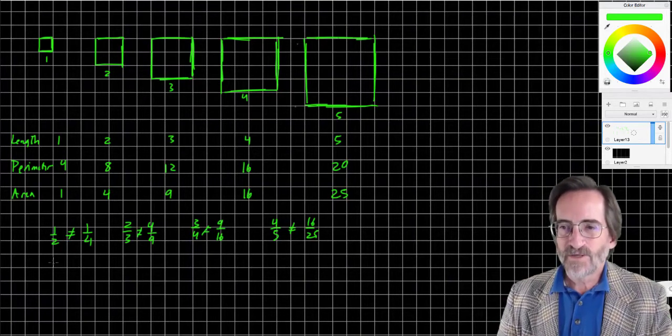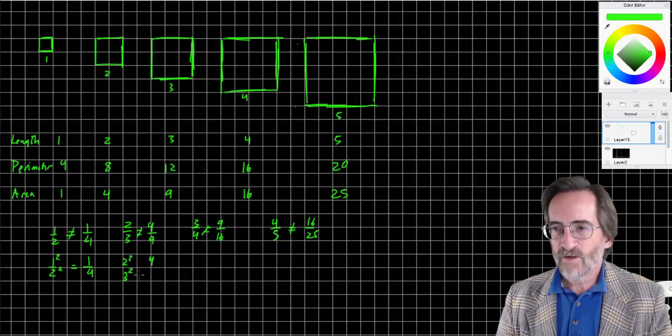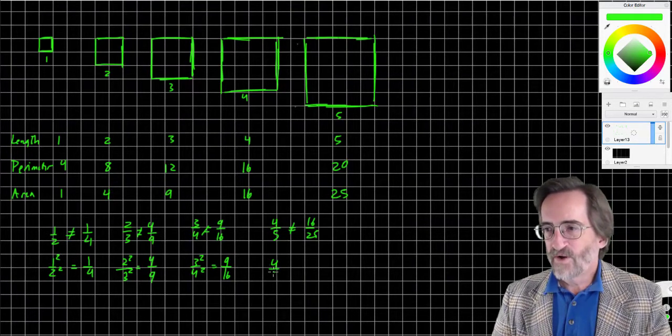Well, the answer is this. 1 to 2 squared is the same. 1 squared is 1. 2 squared is 4. 2 squared is 4. 3 squared is 9. So 2 to 3 squared is 4 to 9. 3 to 4 squared is 9 to 16. 4 to 5 squared is 16 to 25.